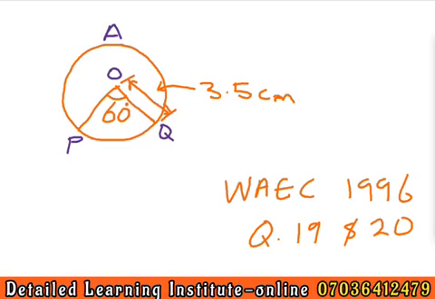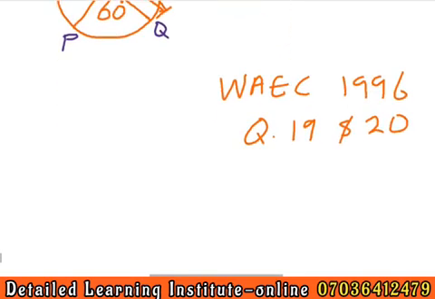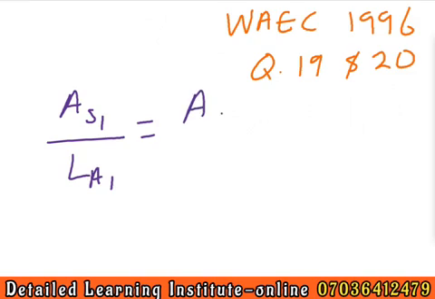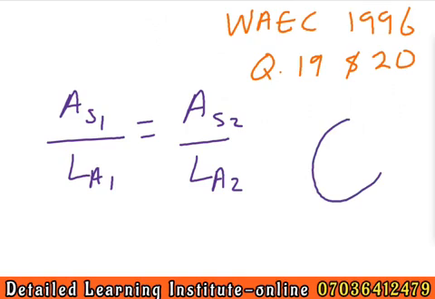So we already established the fact that the area of a sector, call it sector 1, to the length of the arc of that sector will always be equal to the area of another sector 2 to the length of that sector, provided that both sectors are in the same cycle. So if this sector 1 and this sector 2 are in the same cycle, this law can actually apply.